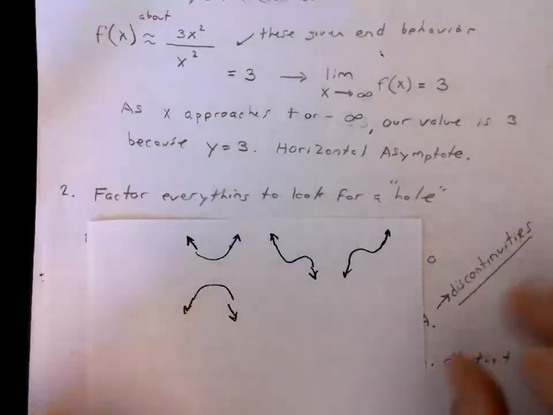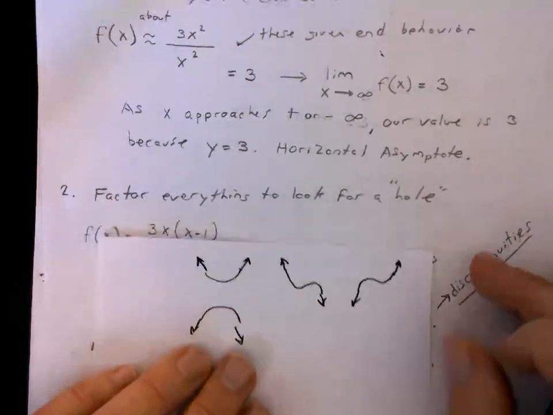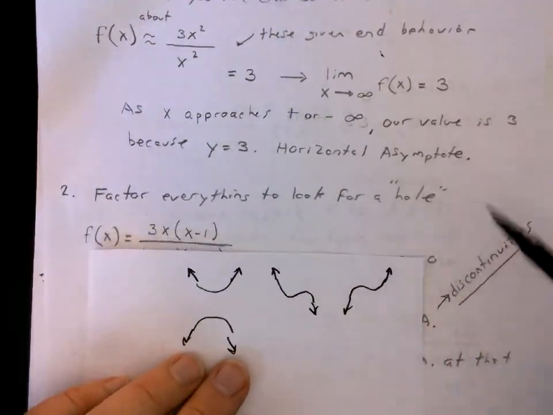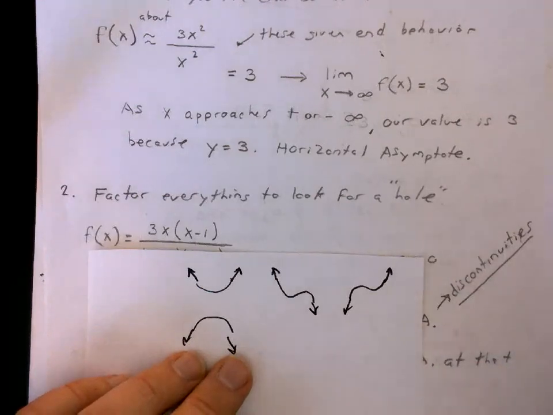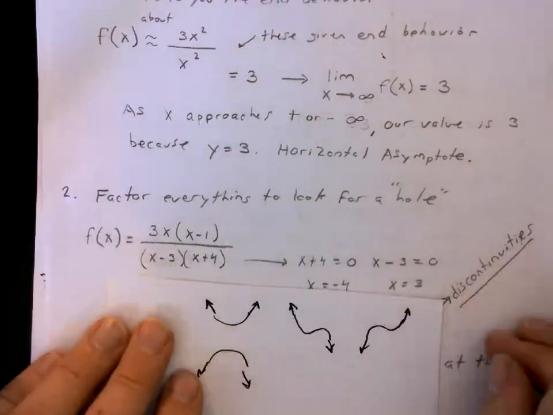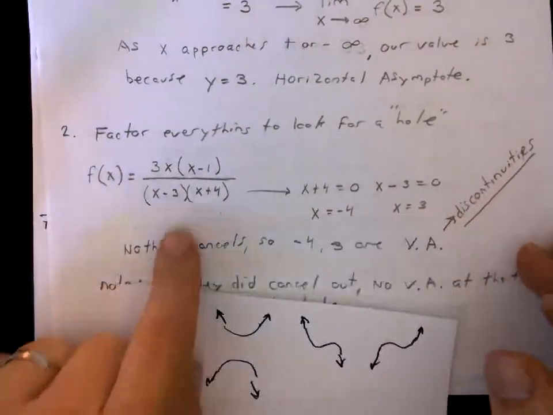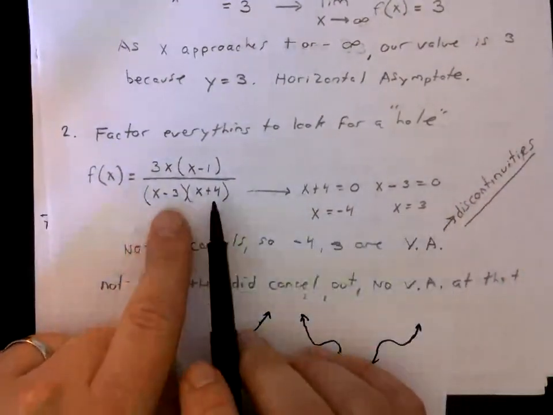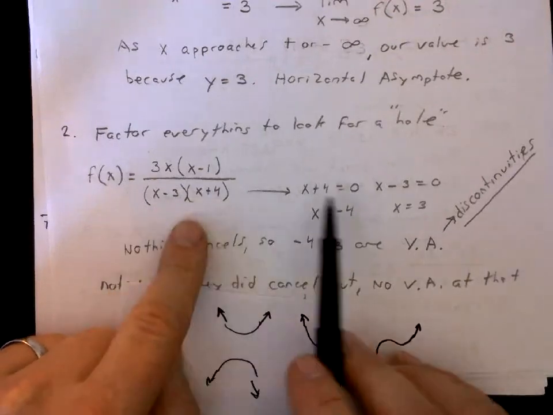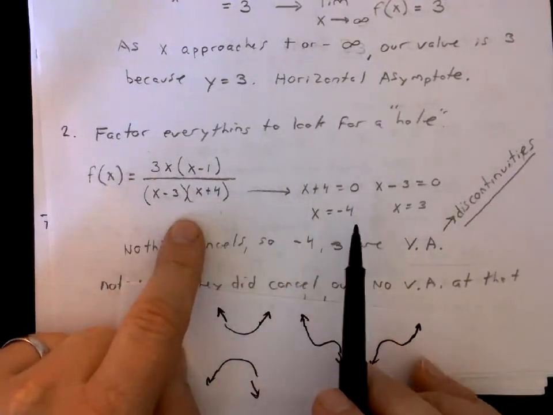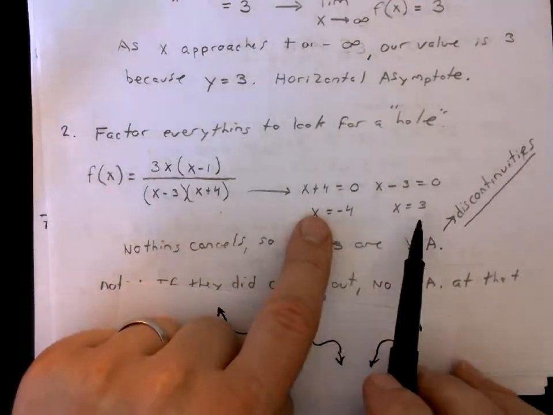Factor everything that you can. Now, what we're trying to look for are discontinuities. We're looking for holes, something that might happen in the graph. Fortunately, this one does not have any holes. Well, it has a discrepancy at the vertical asymptotes because remember, our denominator cannot be 0. So that happens at -4 and at 3.